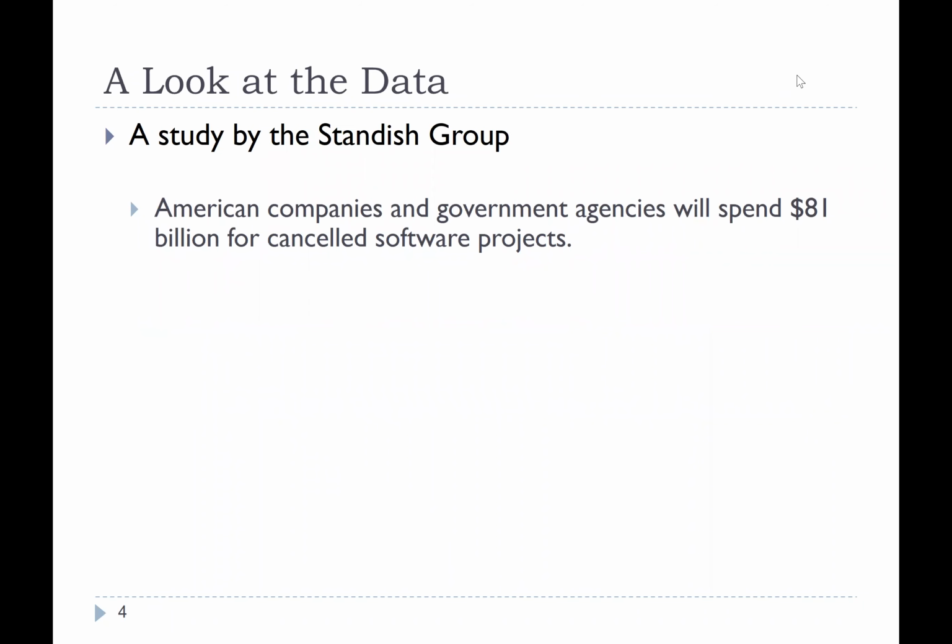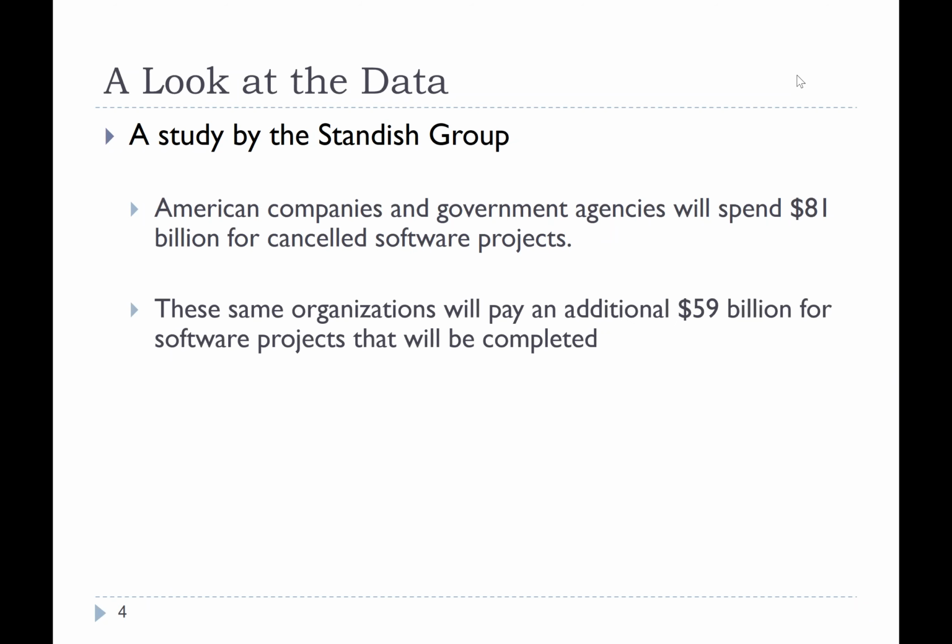American companies and government will spend $81 billion for canceled projects. If you do the math, these same organizations will pay $59 billion for projects that will be completed.